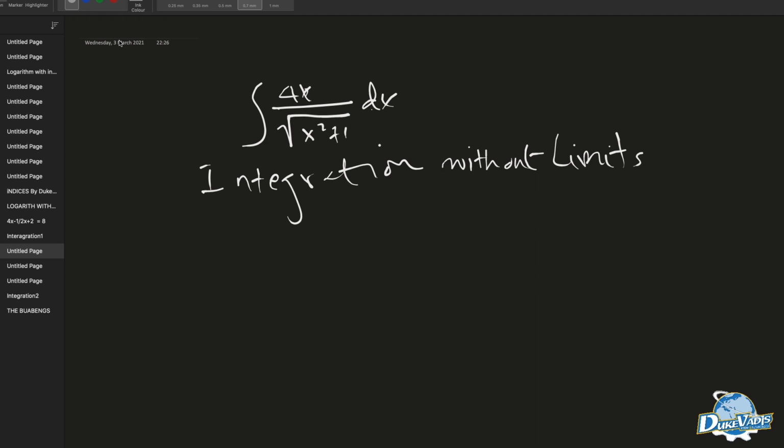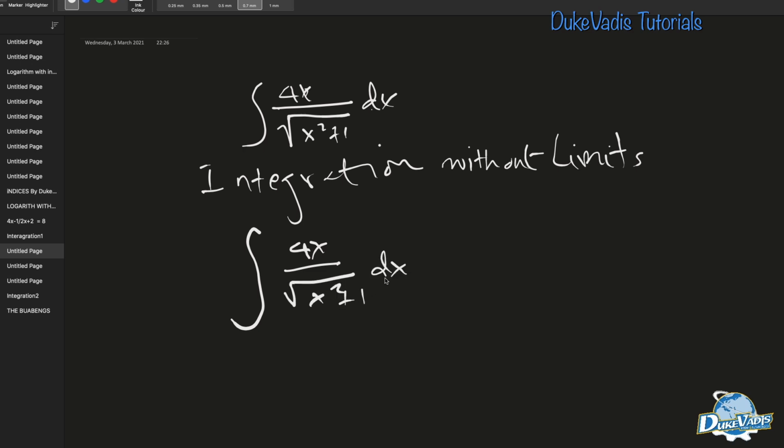What we have over here is integration without limits. Okay, so we have 4x over the square root of x squared plus 1, and that is what we have to deal with. Okay, let's see how we go about it. First and foremost, this is the question: the integral of 4x all over the square root of x squared plus 1 dx.